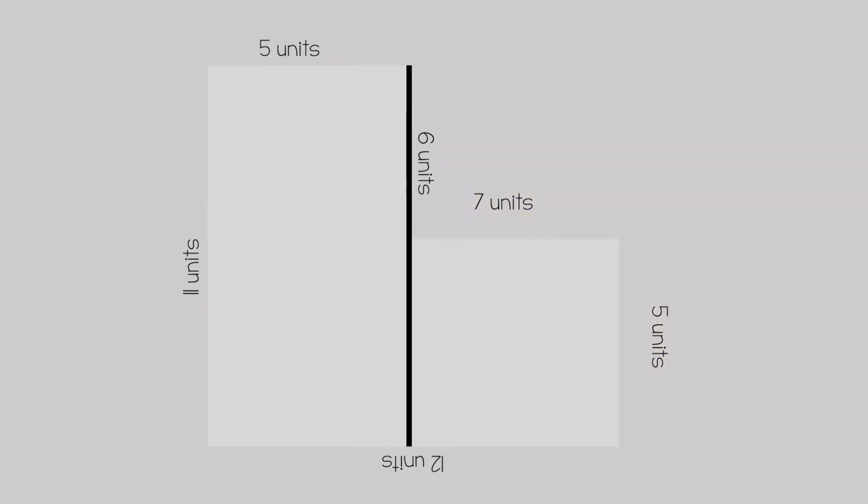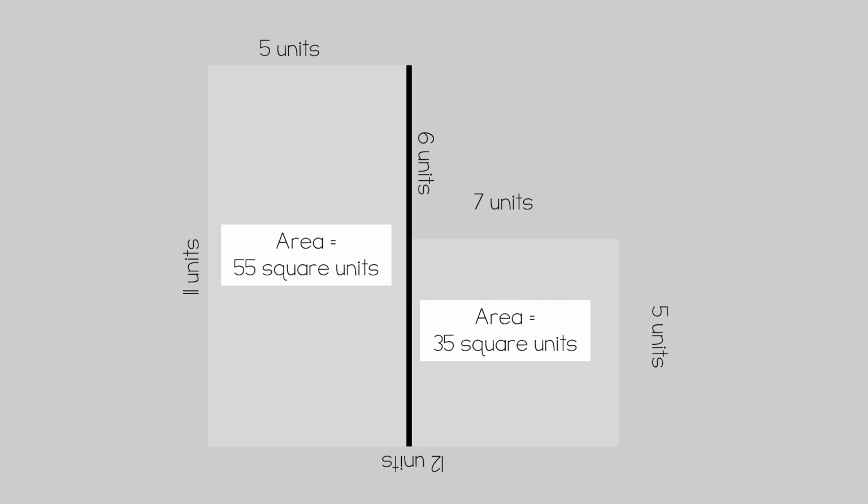Now that we know the length and width of the unknown sides, we can use the area formula to solve the area of the 2 figures. 11 times 5 equals 55, so the area of the first rectangle is 55 square units. 7 times 5 is 35, so the area of the second rectangle is 35 square units. 55 plus 35 equals 90, so the area of the entire figure is 90 square units.